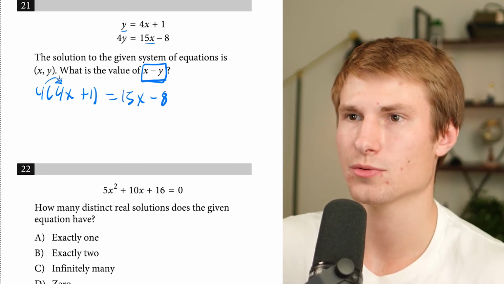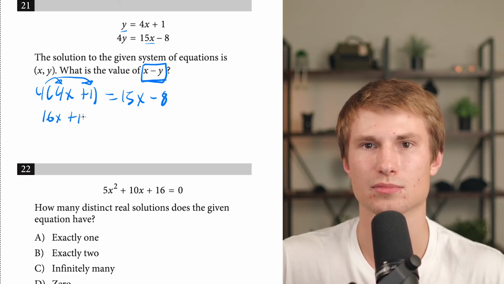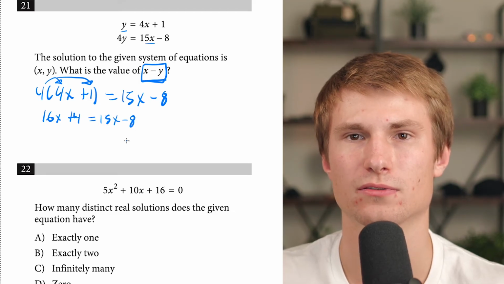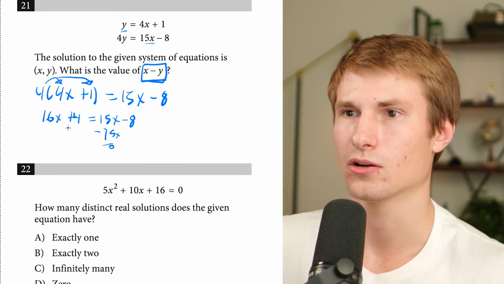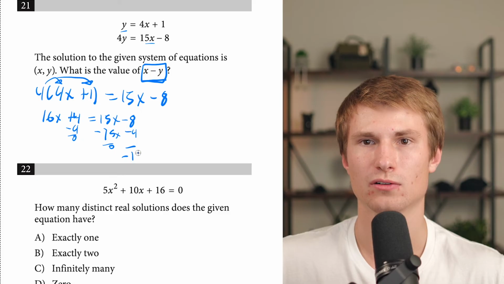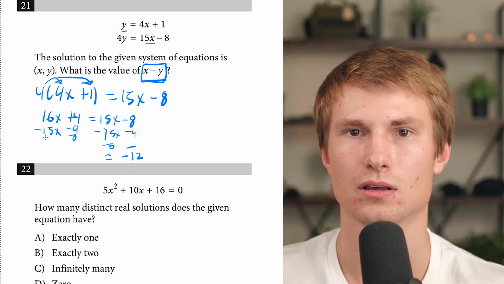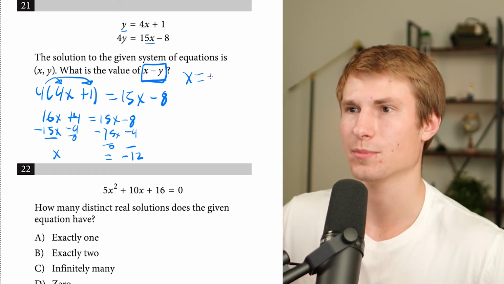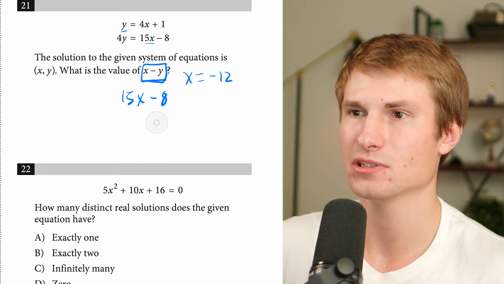All right, from here, we're going to distribute the 4 to the 4x and the 1 there. That's going to give us 16x plus 4 is equal to 15x minus 8. From here, I'll subtract 15x from both sides, and I'll subtract 4 from each side. That'll give me negative 12 is equal to x. Okay, so you see x is equal to negative 12. So I'll write that up here: x equals negative 12.